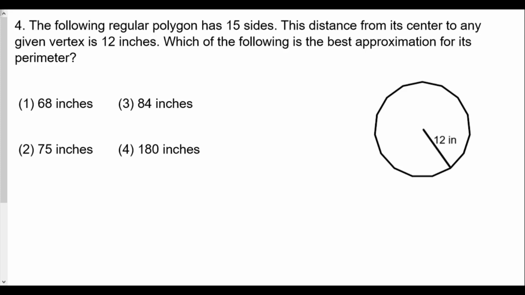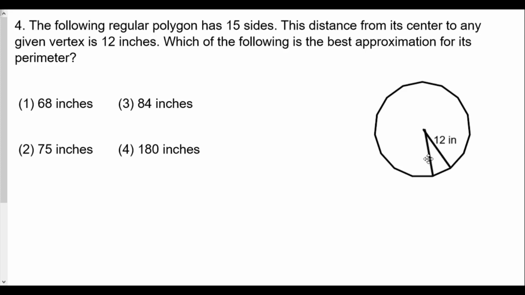All right, so the following regular polygon has 15 sides. The distance from the center to any given vertex is 12 inches. Which of the following is the best approximation for its perimeter? Well, in the video, they talk about creating a triangle by connecting the center of the polygon to the next vertex over. And so we have this triangle.